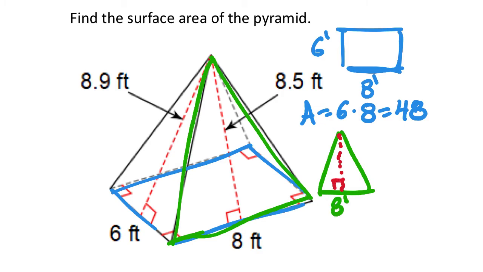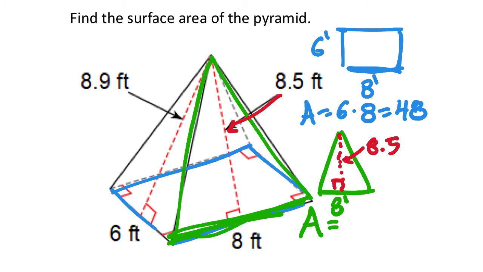And this is 8 feet there on the bottom, right here. And then this red line shows it's 8.5 feet. So if I want the area of this green triangle here, I'd have to take the base, 8, and then the height, 8.5, multiply those, but then divide by 2. Well, what does my calculator give you? 8 times 8.5 divided by 2, 34.